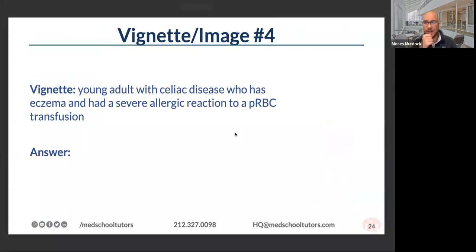All right, let's keep it moving with the next vignette. And this is one that doesn't have really an image associated with it, but it's a young adult, so notice that it's a different population now, that has celiac disease, who has eczema, and this is the big clue. And of all the times I've seen this question come up, this is one of the key little buzzwords. It's someone that has a severe allergic reaction to a packed red blood cell transfusion, and it's in a young adult. Yep. So I see a correct answer in the chat already.